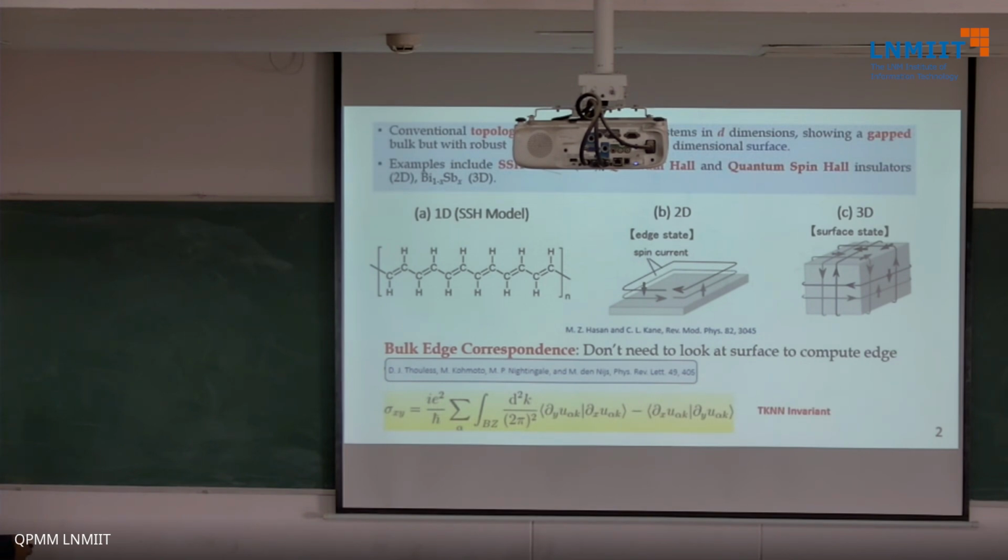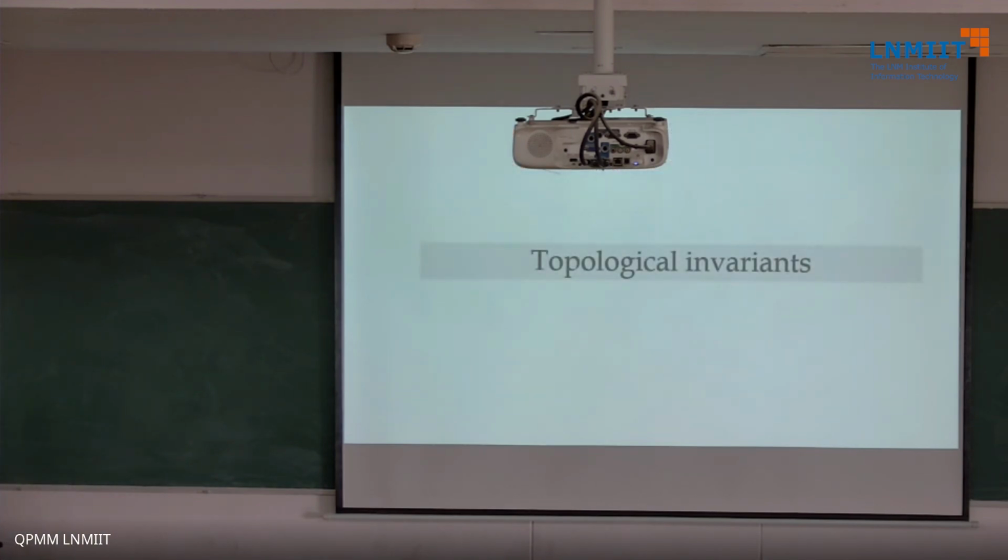This is the Hall conductivity, and this is how you calculate it, known as the TKNN invariant. TKNN goes by these four people's names. What you actually do is integrate the Berry curvature over the entire Brillouin zone. So that brings us to topological invariance.